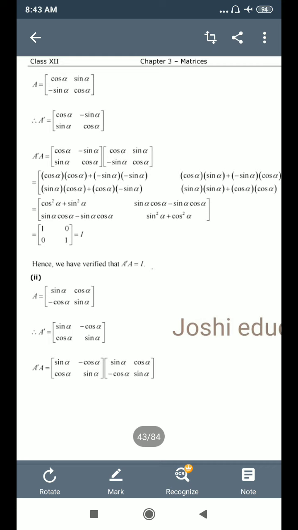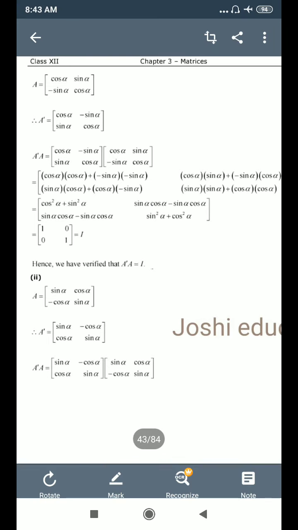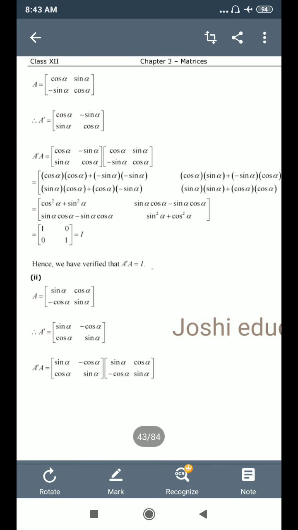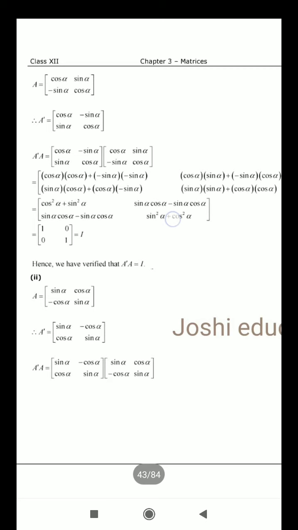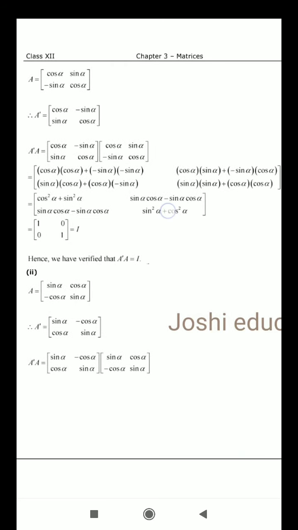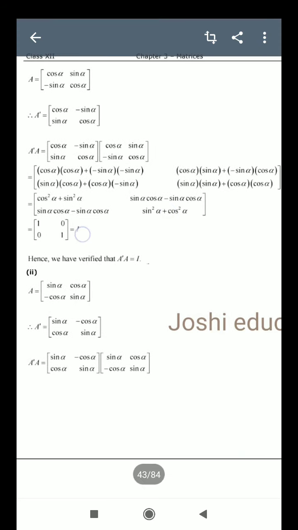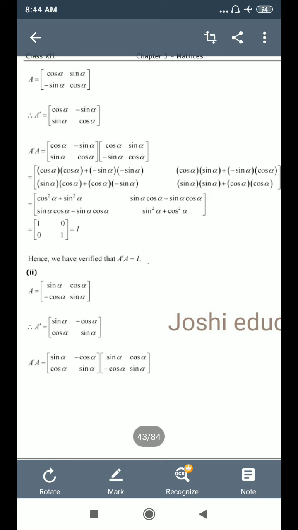It will become sin square alpha plus cos square alpha, and then sin alpha cos alpha minus sin alpha cos alpha, sin alpha cos alpha minus sin alpha cos alpha, and sin square alpha plus cos square alpha. You can write this as 1, this is 0, this is 0, and again this is equal to 1. In this way we will have the identity matrix. Okay, so you can get the identity matrix.